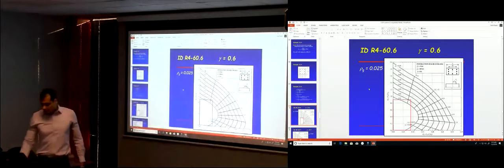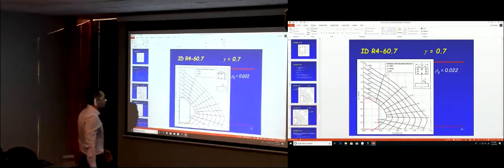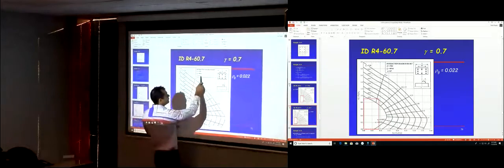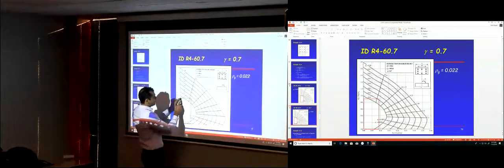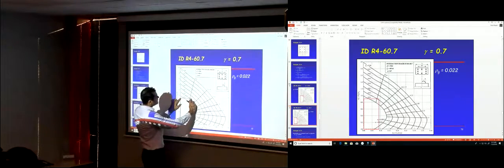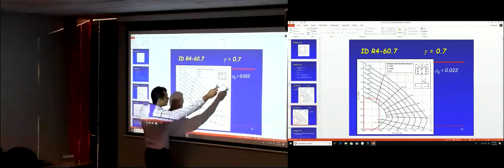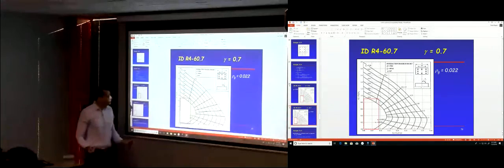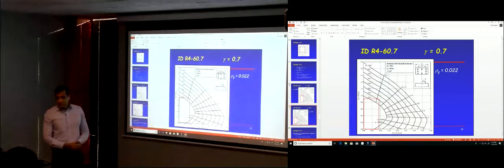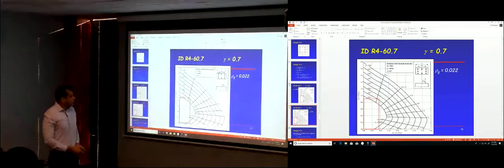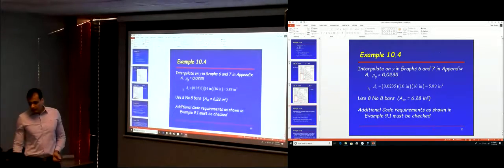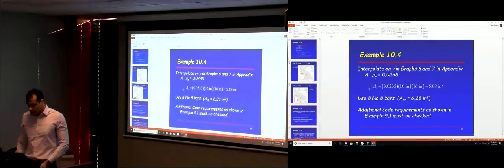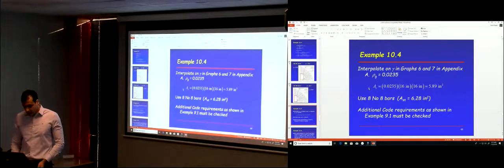Okay? You repeat the same thing for gamma equals 0.7. This is the figure for gamma equals 0.7. Again, here Kn is 0.9, here Rn is 0.09. You get this point. It's 0.022. Okay? So those are the two values. And then you interpolate the two values. Okay? So interpolating, it's going to be 0.0235.